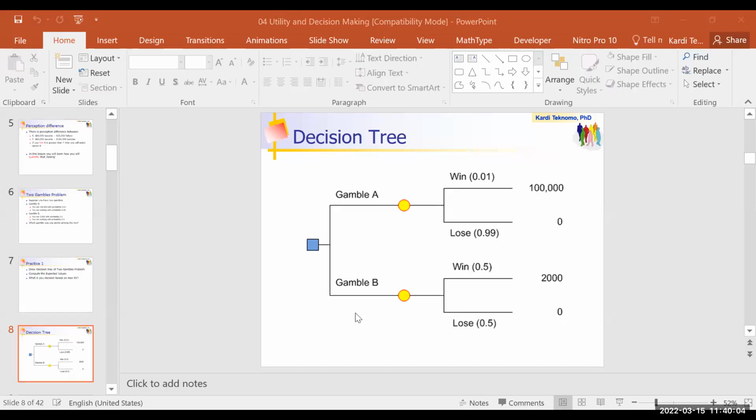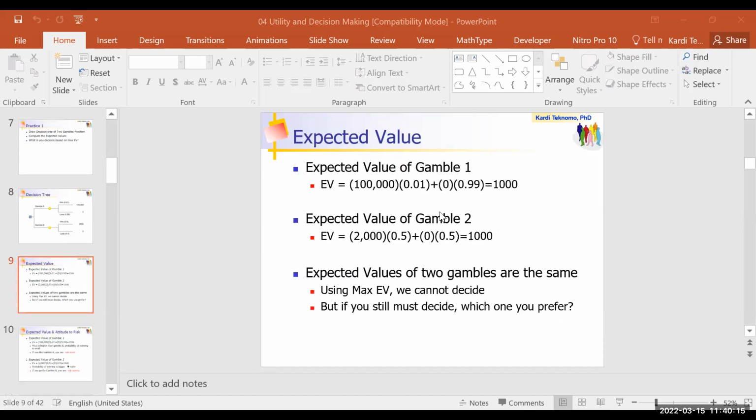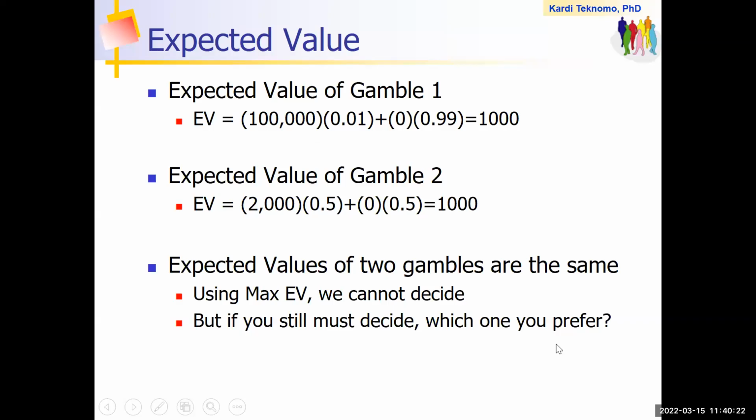Okay, so where is the utility theory? Okay, so here it is. We have something similar to yours. We have gamble A and gamble B, and winning and losing with different probabilities. Then you calculate the expected value. They are the same, right? So 1,000. The expected value of the two gambles is the same, so using maximum EV alone, you cannot decide.